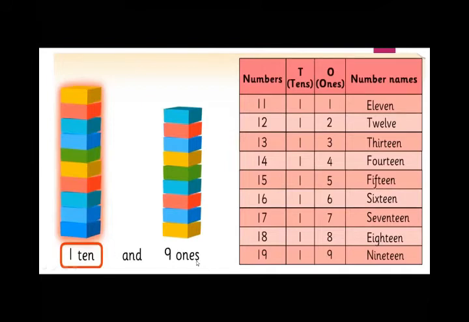Next one is 19. 1 ten and 9 ones. So there are 9 ones, 9 single blocks. So 1 ten and 9 ones make the number 19, and we write 1 in the tens column and 9 in the ones column. So it makes 19. What is the spelling of 19? N-I-N-E-T-E-E-N. 19.